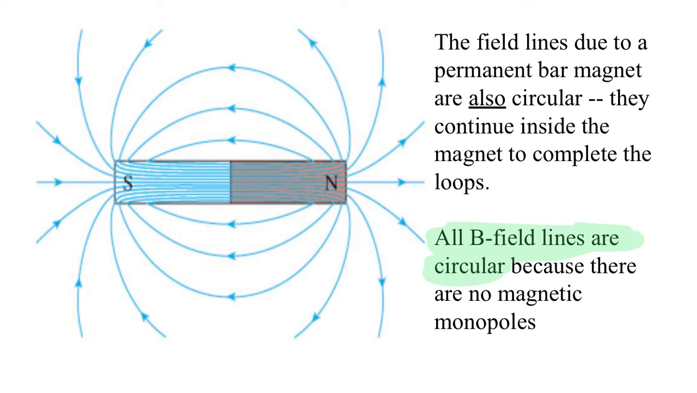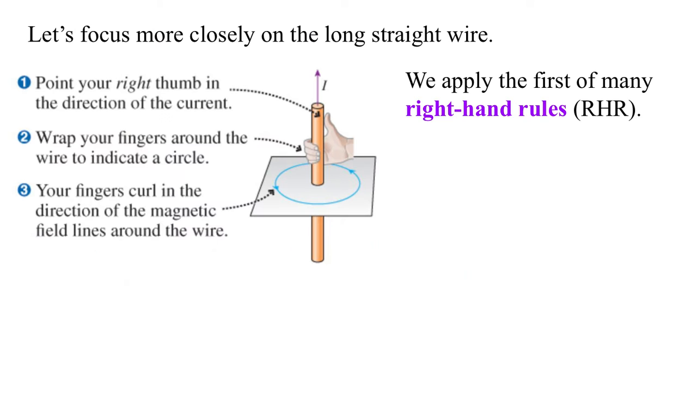Field lines can only start and end on individual charges, at least for electricity, and there's no equivalent for magnetism. So there's no place for a magnetic field line to start or end. They must all be closed loops.